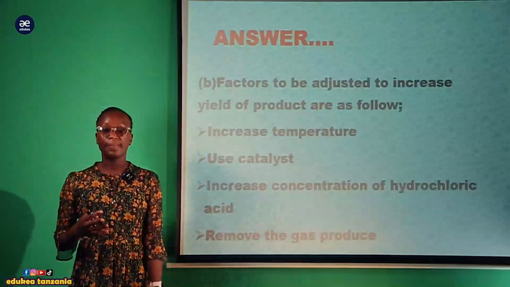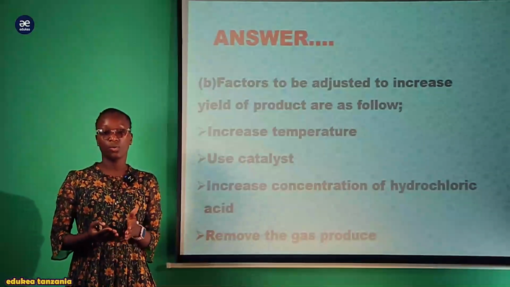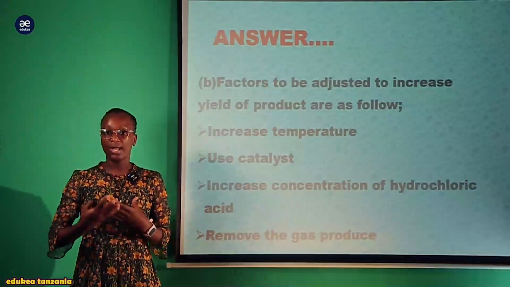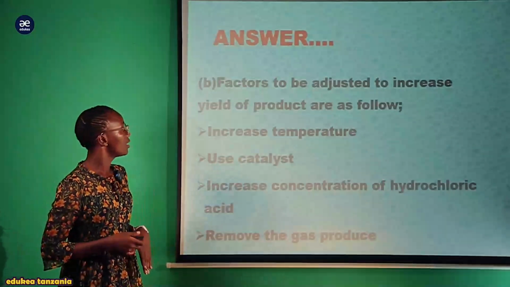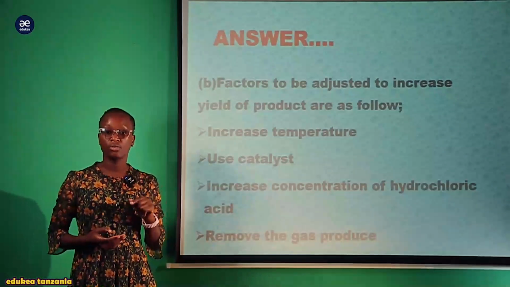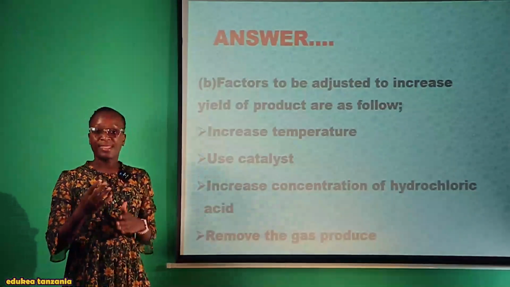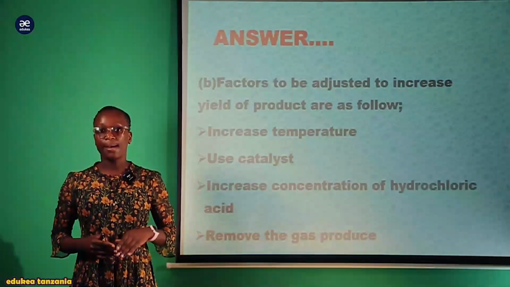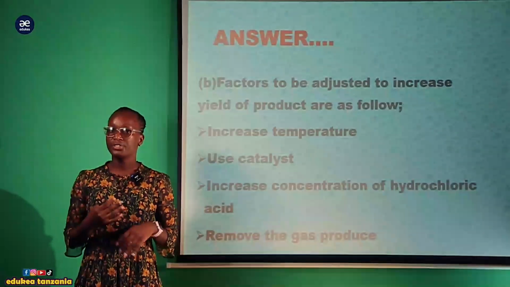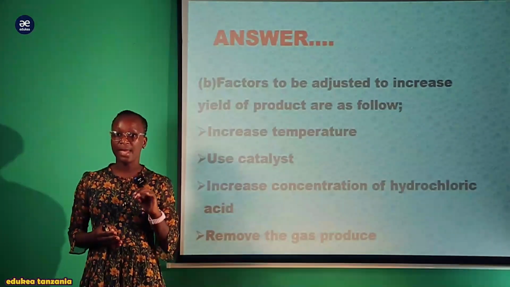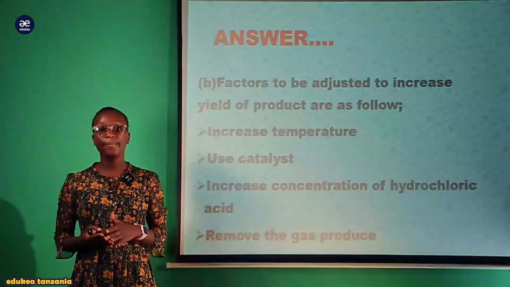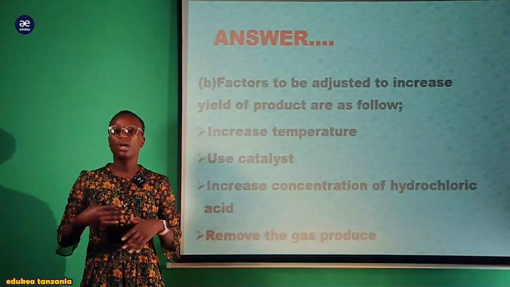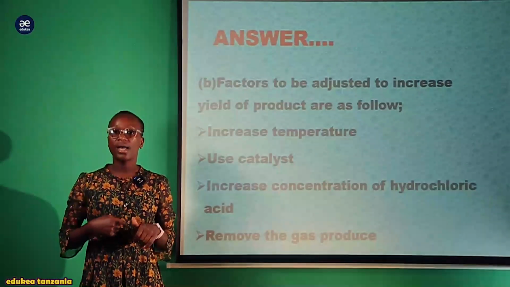But now question part B asked what factors can be adjusted so as to increase the yield, to increase the production of the product, which we were already discussing: the production of hydrogen gas. Now the first factor might be the increase in temperature, because we know that among the factors that affect the rate of chemical reaction is temperature. So the temperature should be adjusted, because when the temperature increases, the equilibrium will also be favored. So the yield or the production will increase.